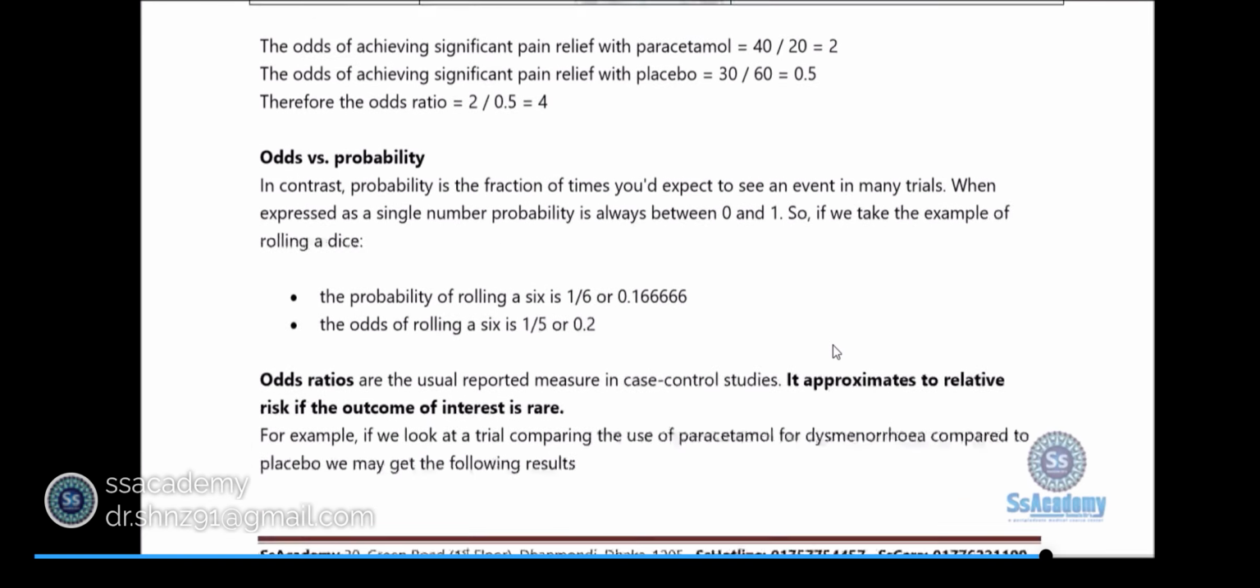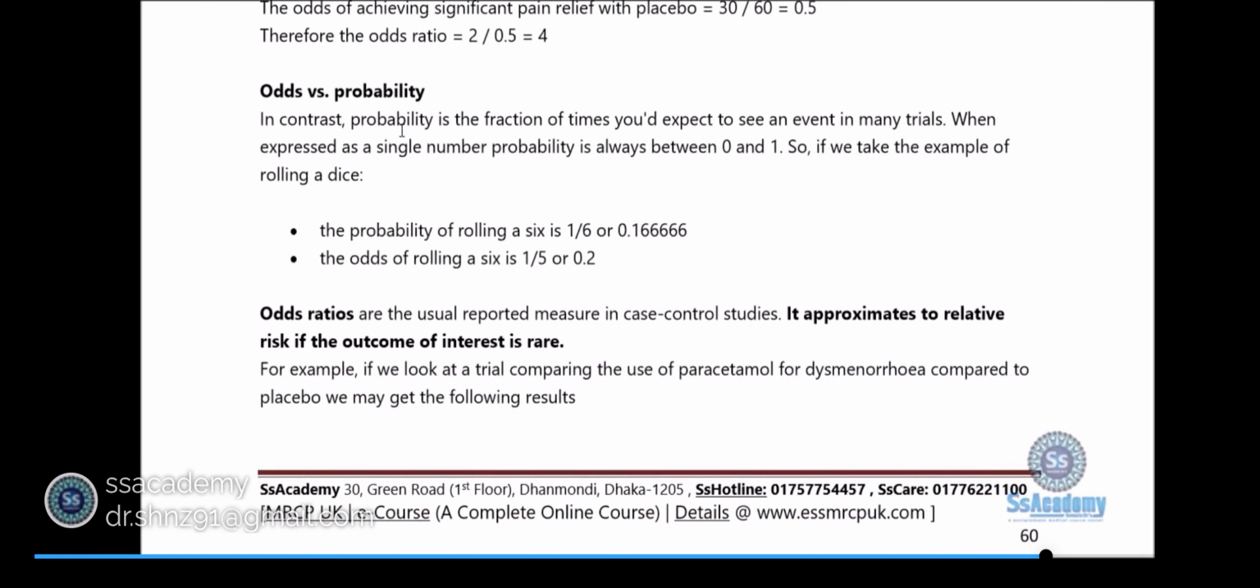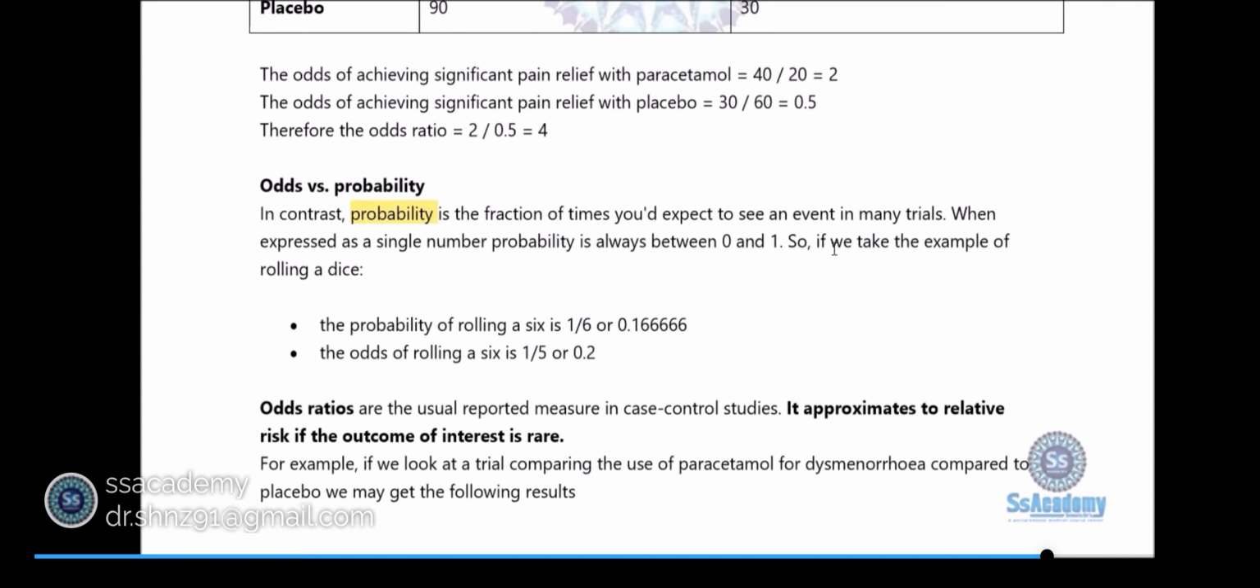So odds versus probability. In contrast, the probability is a fraction of times you would expect to see an event in many trials. When expressed in a single number, probability is always between 0 and 1. If you take the example of rolling a dice, the probability of rolling a 6 is 1 by 6, 0.166. The odds of rolling a 6 is 1 by 5, or 0.2.